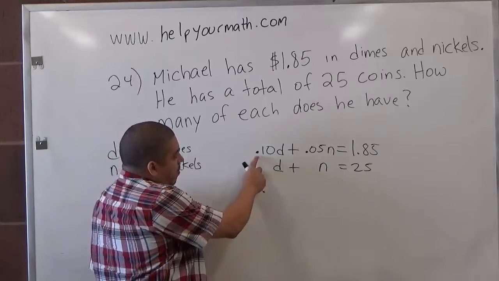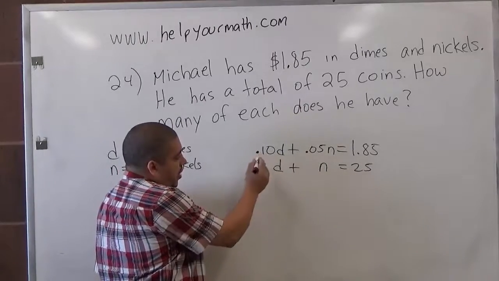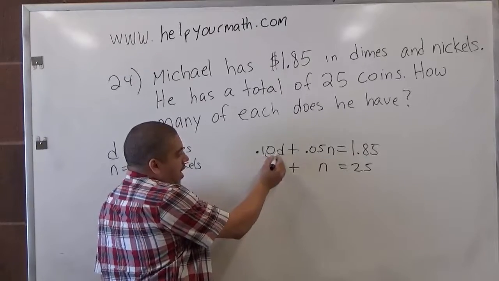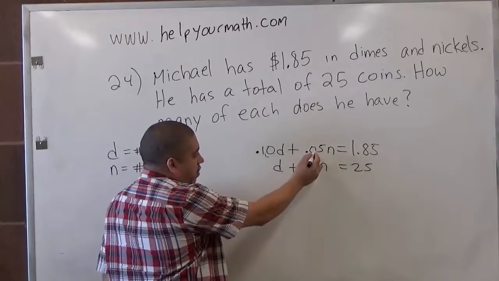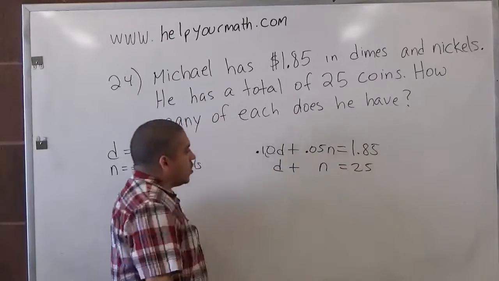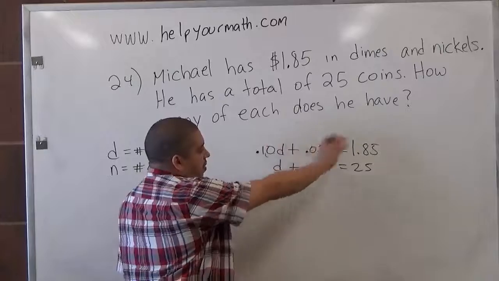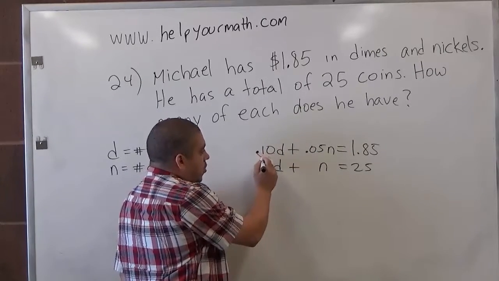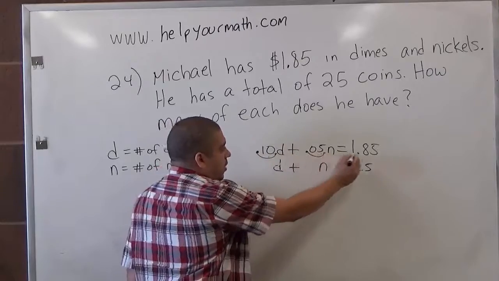So if I multiply this by 100, that means the decimal would move twice to the right. And if I did the same thing over here, by 100 it will move twice to the right, and by 100 it will move twice to the right. So I'm going to multiply everything here by 100 and move the decimal twice to the right for each of these.